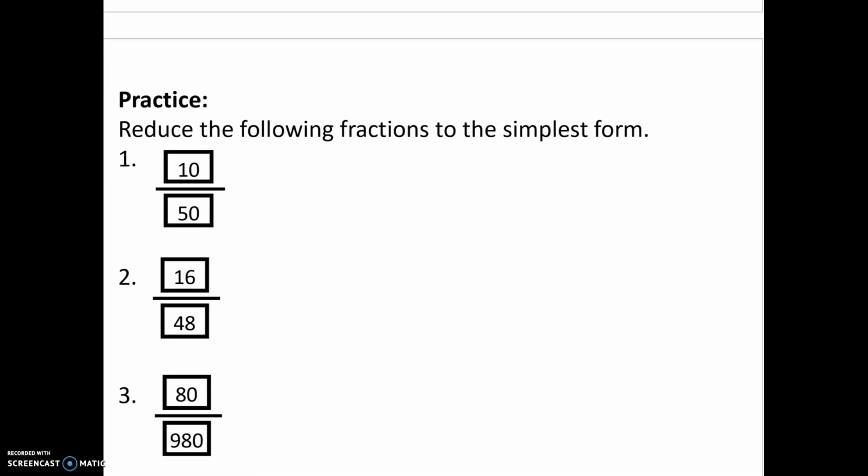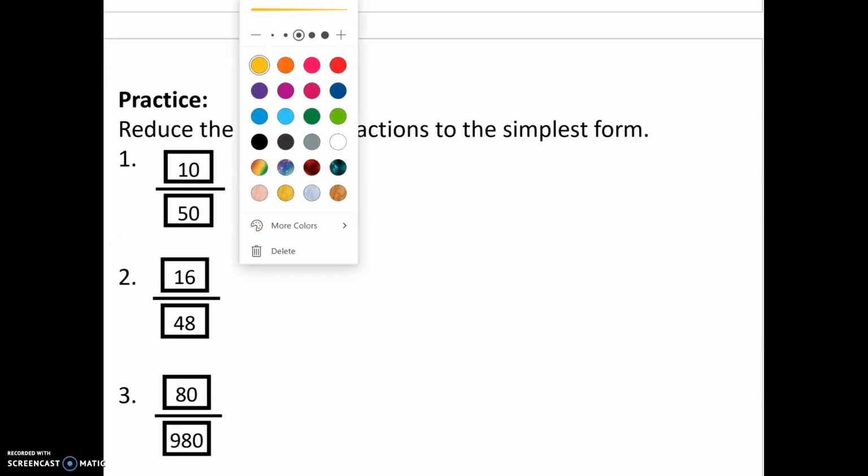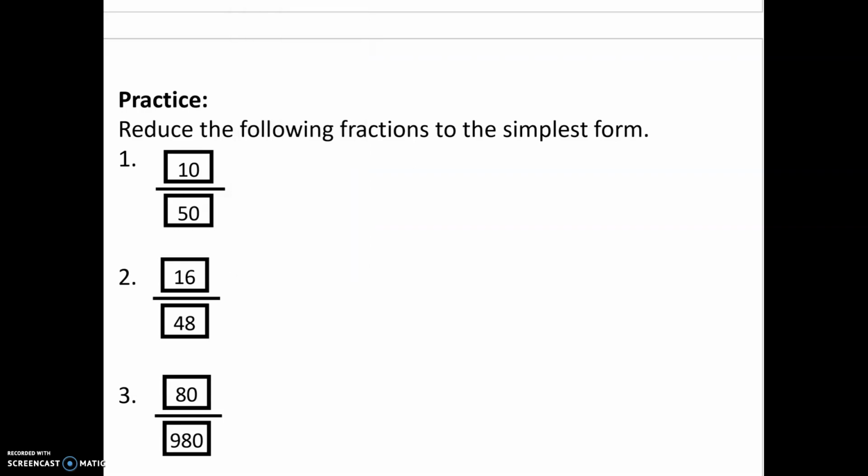So number 1 here, we can see kind of clearly, right? 10 and 50 have a common factor of 10. So I'm going to divide them both by 10. 10 divided by 10 is 1. 50 divided by 10 is 5. Fully reduced, 1 over 5. Anytime we get a 1, we know definitely we're fully reduced.